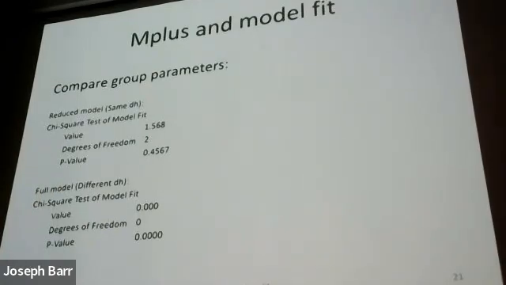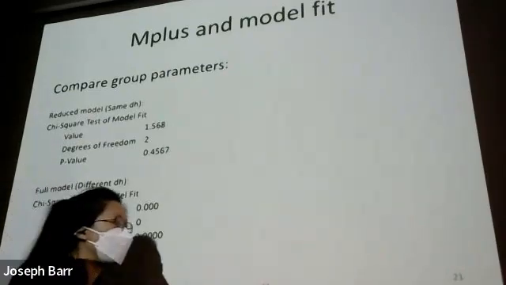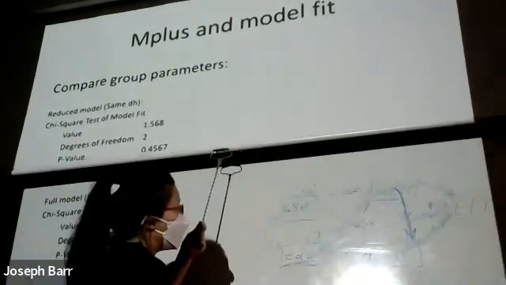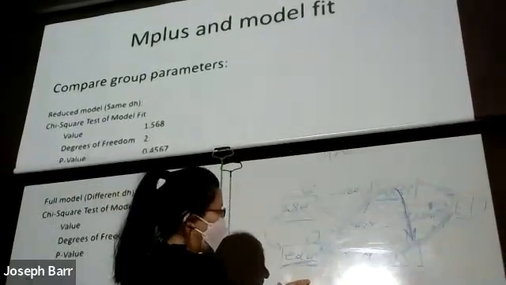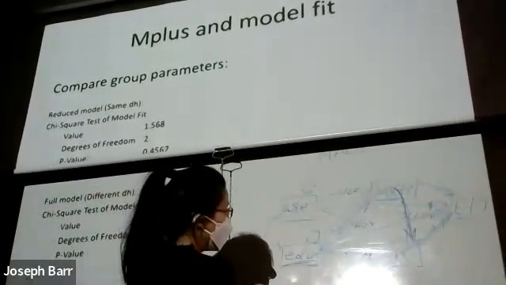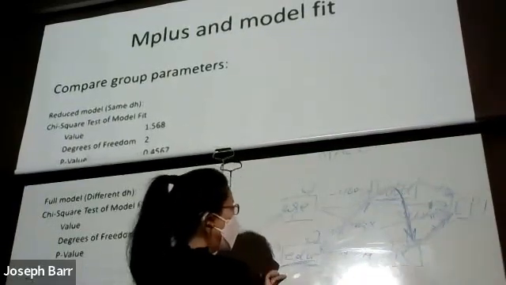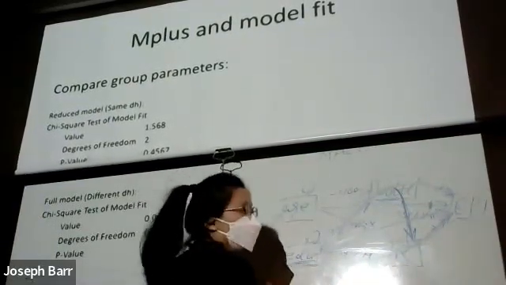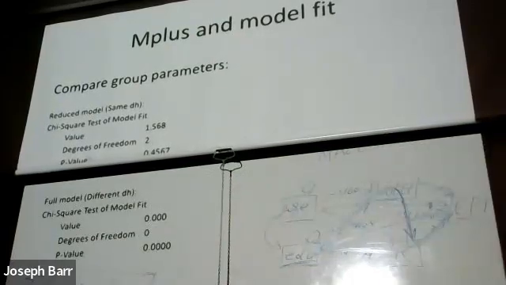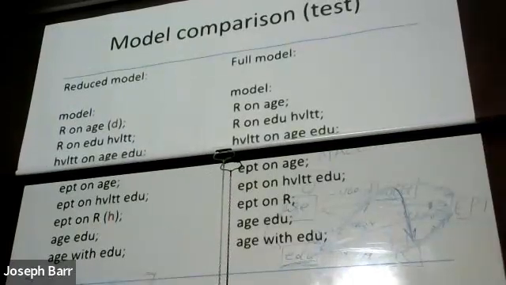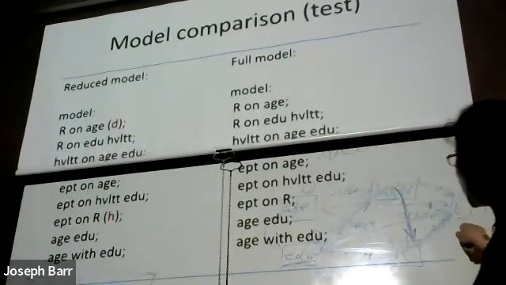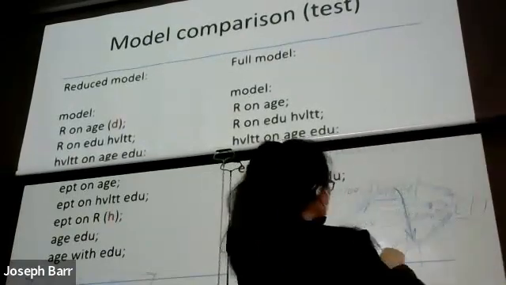Okay. So we can assume that D and H, so D and H here, we can assume the inference of D and H, I forgot. So it's from H to R, or maybe EDU to R. So which one? EPT on R, EPT on R. Okay, this path and this path.